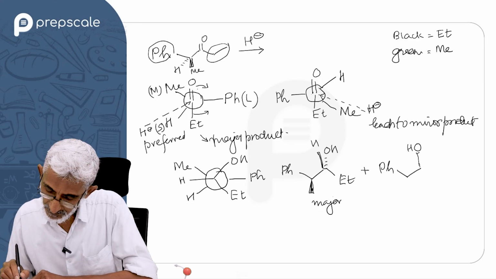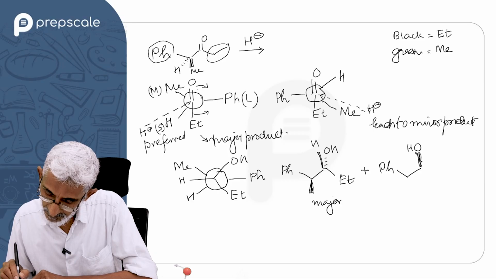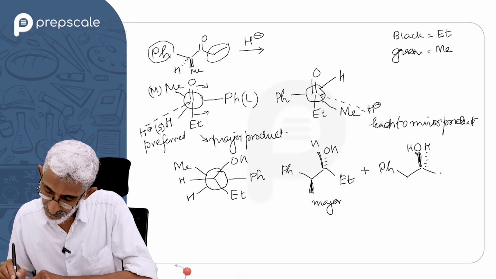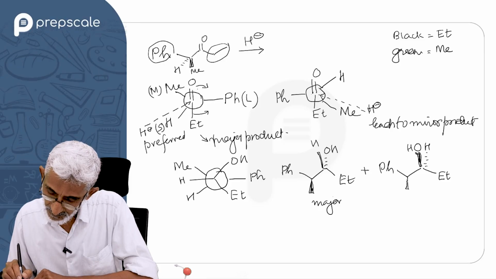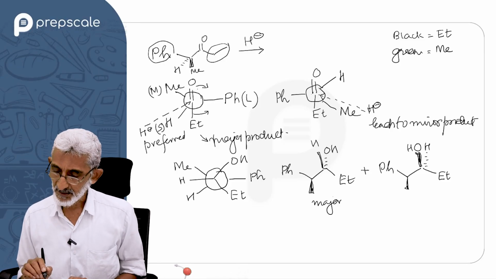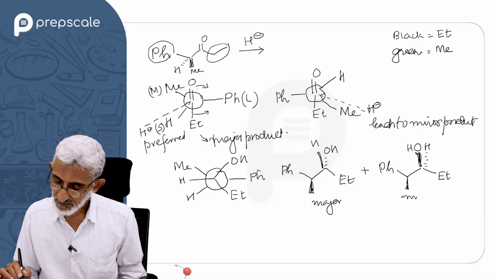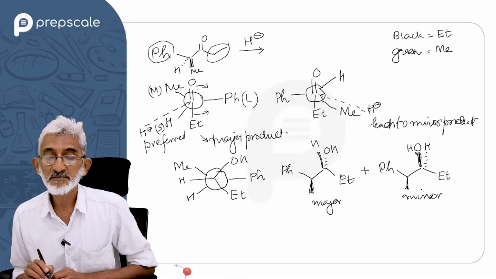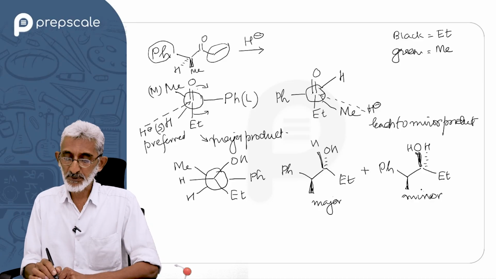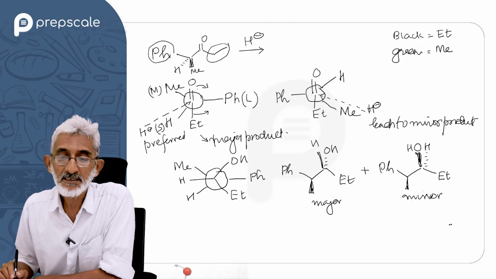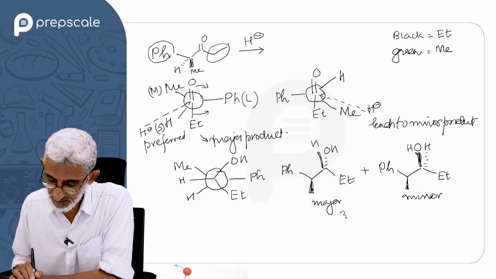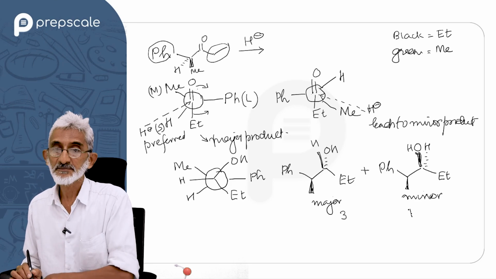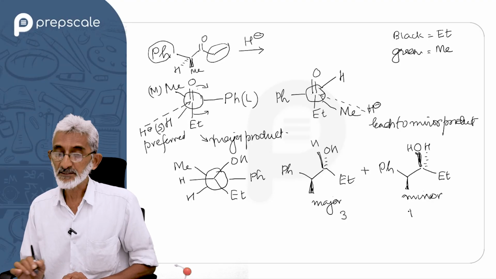Ph, H, ethyl, yes, methyl. This is the minor product. This is what we have predicted as per this. Now what happened is, in reality, this product is in the ratio 3:1. This is 3 and this is 1.